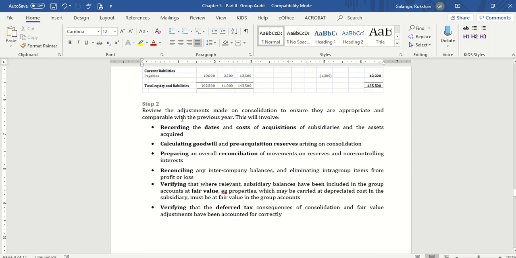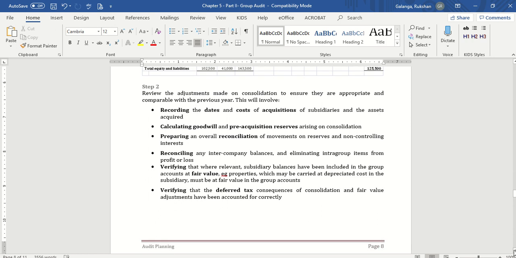Then review the adjustment made on the consolidation to ensure that they are appropriate and comparable with the previous year. Check whether the adjustments made here are correct. So you can read these things. Sometimes these points may not be understood for the time being, but if a person is aware of the consolidation part, you can just read these points, right?